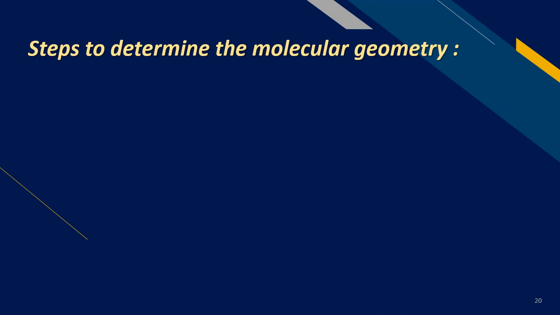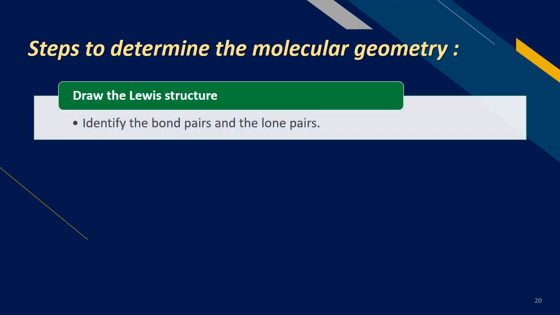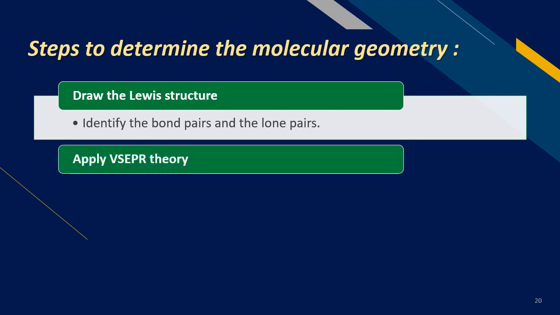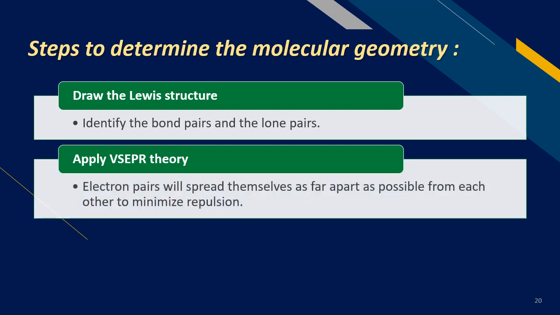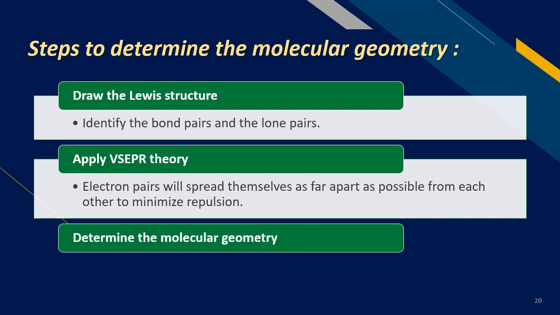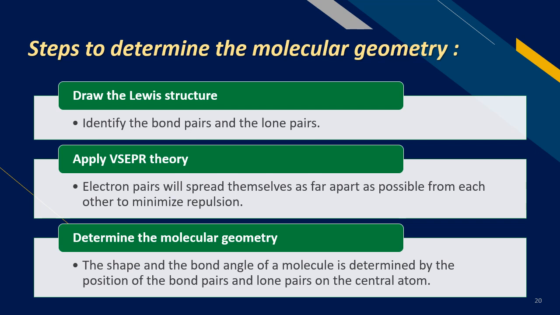Here are the steps to determine the molecular geometries. The first step is to draw the Lewis structure. In this step, we will identify the bond pairs and the lone pairs. The second step is applying the VSEPR theory. In this step, we apply the concept that electron pairs will spread themselves as far apart as possible from each other to minimize the repulsions. The third step is to determine the molecular geometry. In this step, the shape and the bond angle of a molecule are determined by the position of the bond pairs and the lone pairs on the central atom.